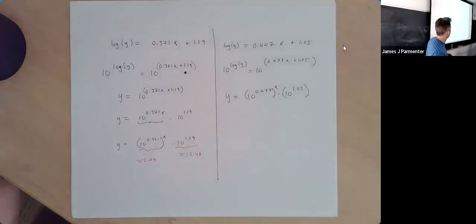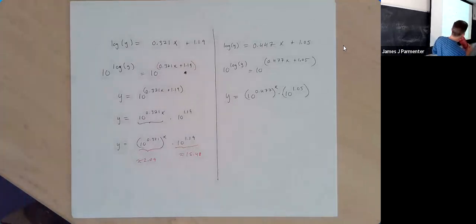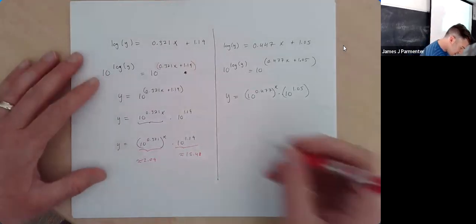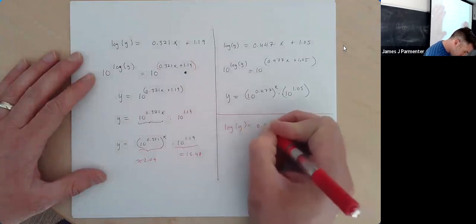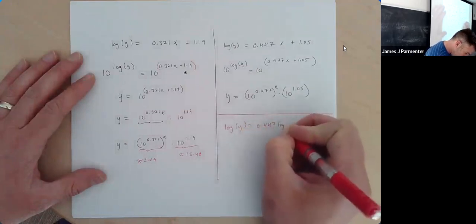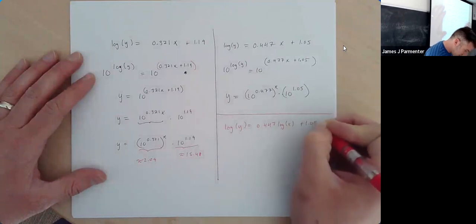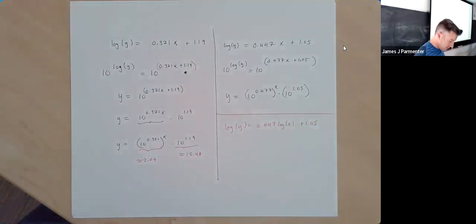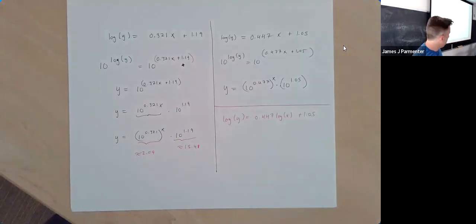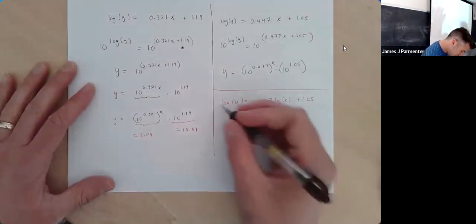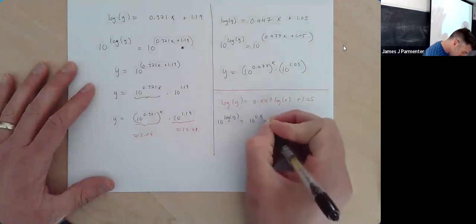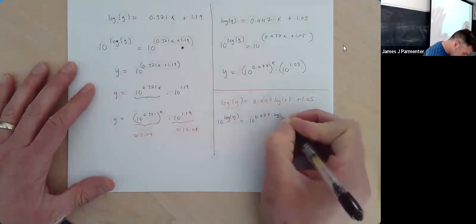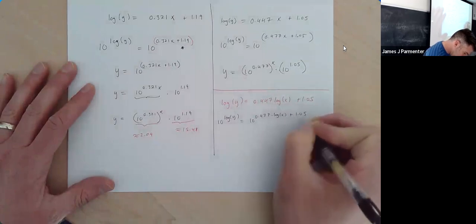Yeah. If it's 0.447 log x, how would you spell it? Sure. So if it was log of y equal to 0.447 log of x plus 1.05, just pretending like we've gotten this from a log graph, then we're still doing the same thing. We're going to write 10 to the log of y equal to 10 to the 0.477 times log of x plus 1.05.